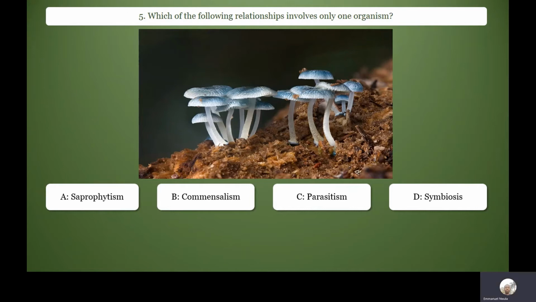Which of the following relationships involves only one organism? The correct option here is saprophytism. Saprophytes, like mushroom, they feed on dead organic matter. So it involves just one organism, the saprophyte that is feeding on the dead organic matter. So the correct option here is A.